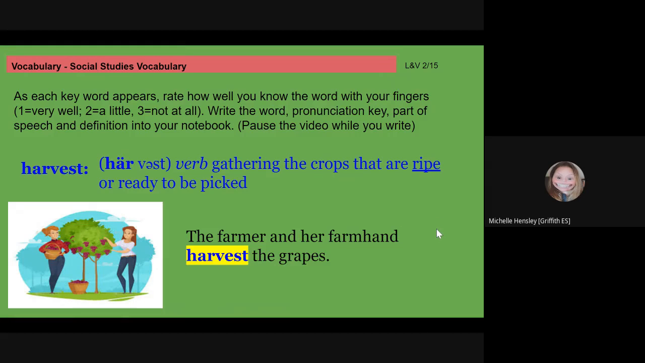Harvest. If you need more time for harvest, go ahead and pause the video here. We're going to go ahead and move on.